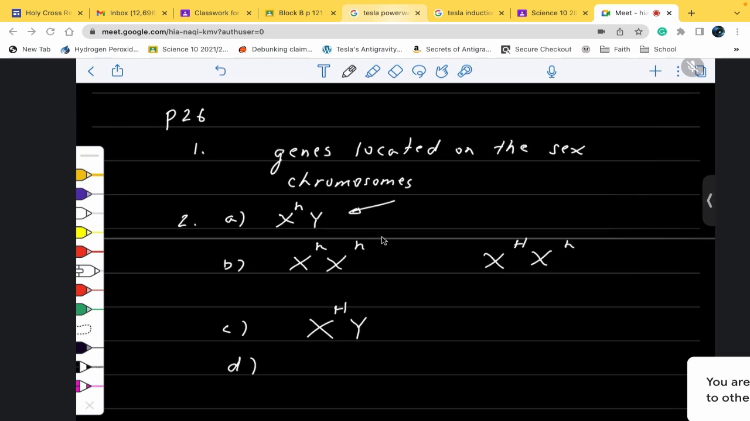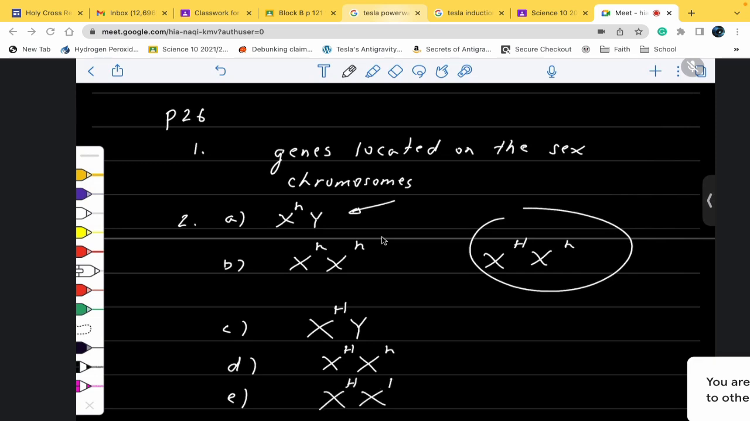D, a woman who's a carrier. Woman is XX. Carrier, what I drew here. Big H, she's a carrier. She has a recessive little h. E, a woman who is normal and not a carrier. XX, X big H, not a carrier.